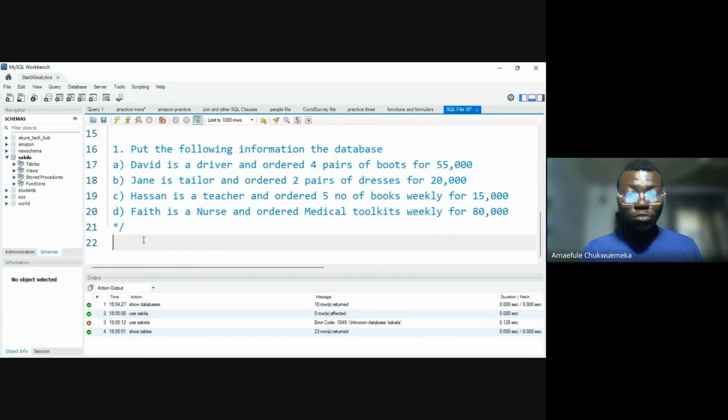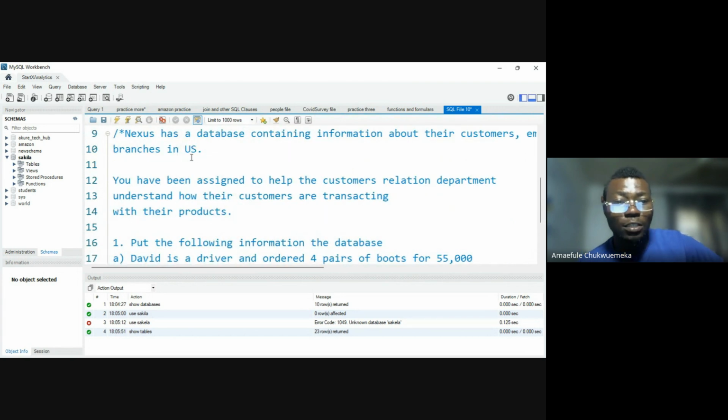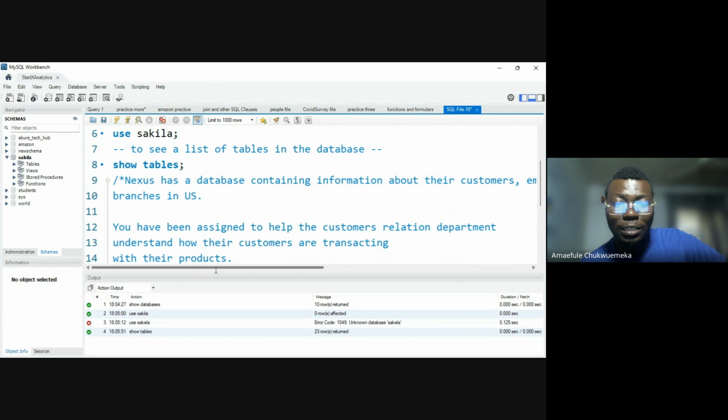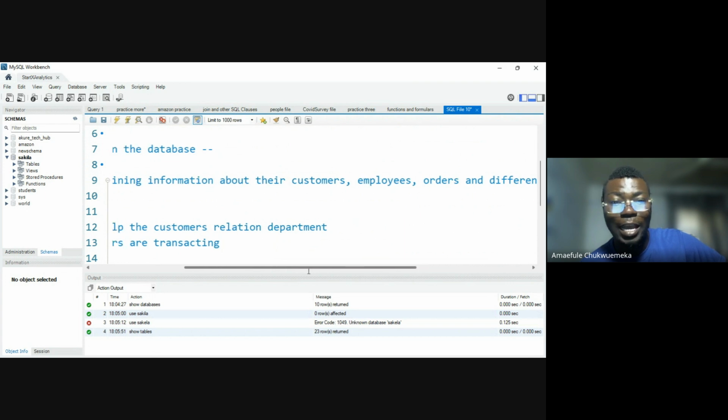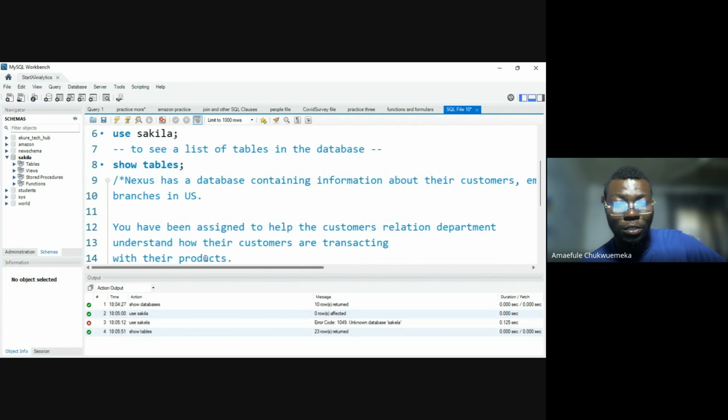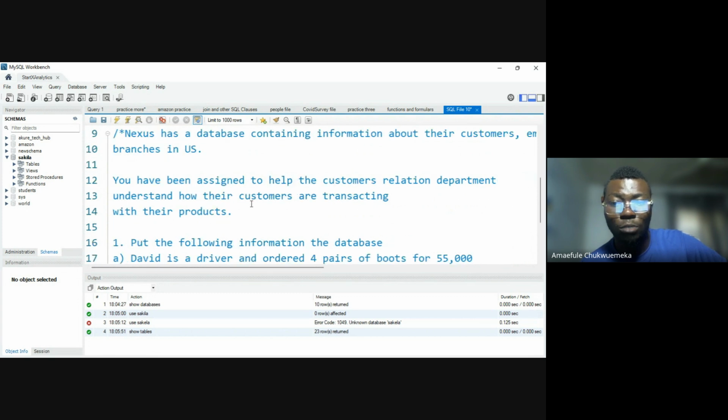So let's read this and see what we can do with it. The exercise says: Nexus has a database containing information about customers, employees, orders, and different branches in the US. You've been assigned to help the customer relations department understand how their customers are transacting with their products. I'm going to stop here because of time, but we're going to create another episode where we learn more about this.